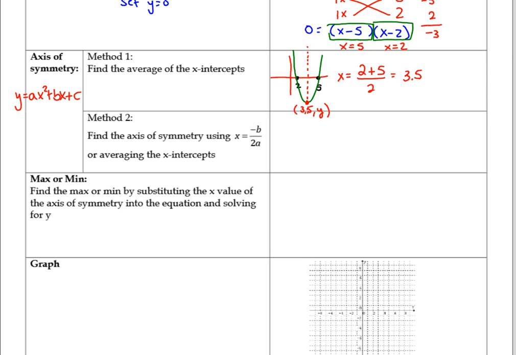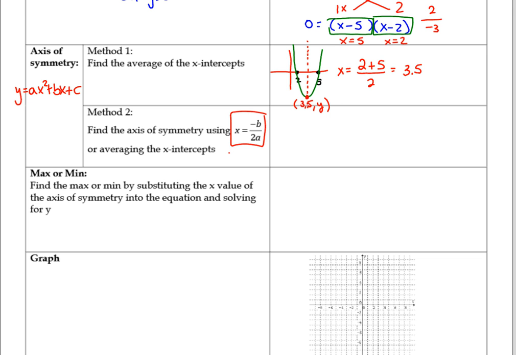Okay, the other method is something you have to memorize. And that is negative b over 2a will also give you your axis of symmetry. So in the form ax squared plus bx plus c, negative b divided by 2a.